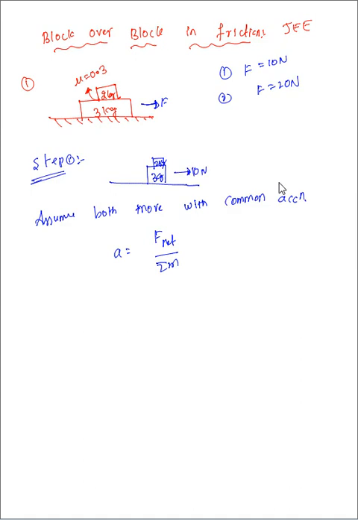F net is how much? This is a smooth surface, down surface, only friction is there upward. They both stick together. So a equal to 10 by total mass, which is 5. 10 by 5 is 2. We got the acceleration, 2 meter per second square.